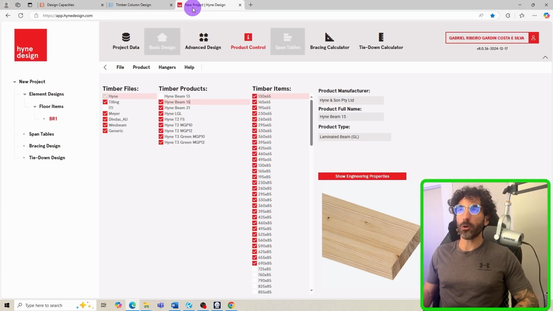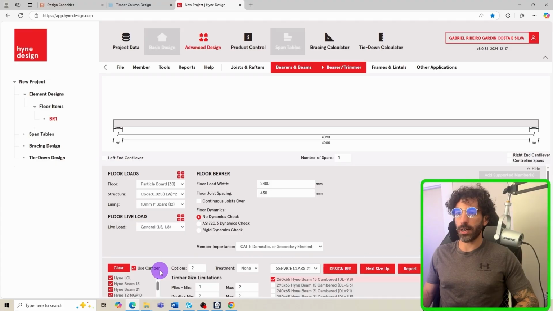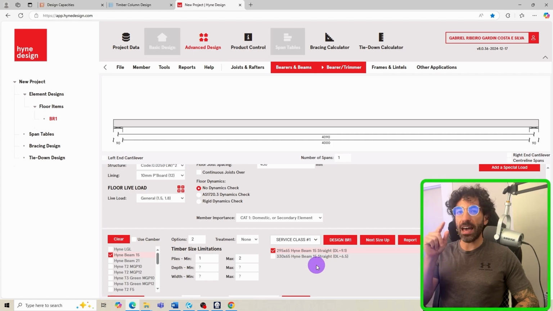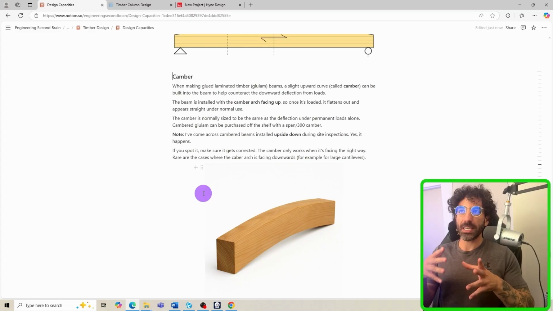When we go to Hein and then go to design, let's say Hein beam 15, you can tick the box use camber, or you can untick that box. If you tick that box, you have a beam 15 cambered, and if you untick that box, you have a beam 15 straight. So if you have the letter C as the postfix, it stands for cambered, and if you have the letter S as the postfix, it stands for straight. And you can purchase cambered glulams off the shelf, so that means you could possibly reduce the section depth of the beam that you're using if deflection governs your design.